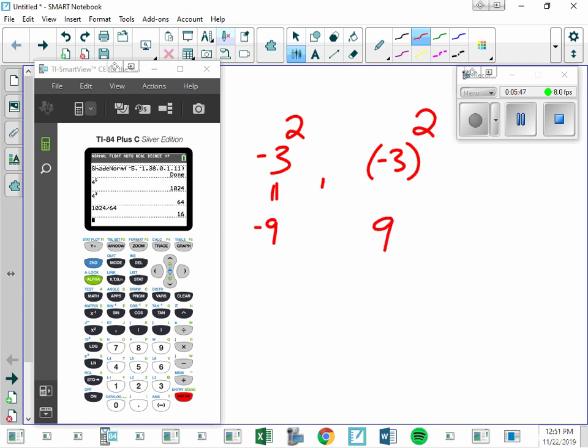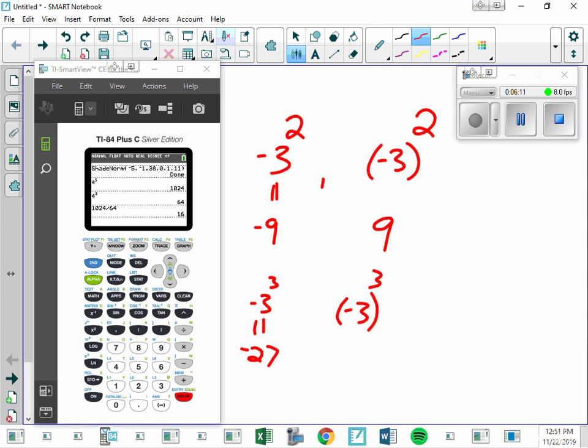Okay? What if I did third power? -3 to the third and -3 to the third. So the one on the left would be -27. And the one on the right is also -27. Why?